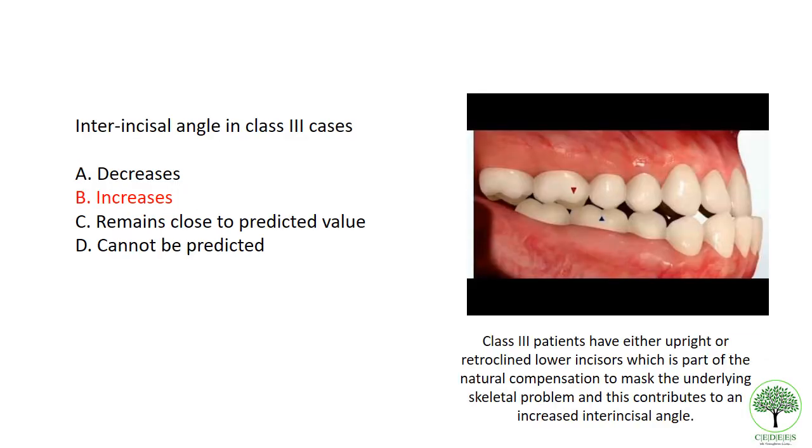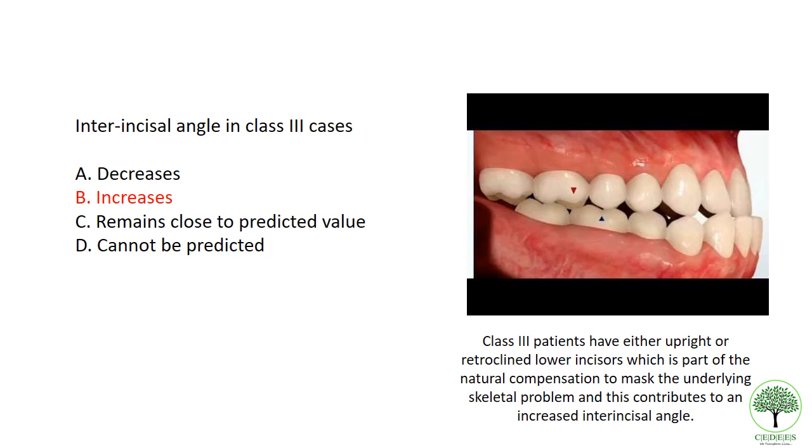Next you have a question on the interincisal angle, which is basically the angle between the upper and the lower incisors. The question was: the interincisal angle in class 3 cases A, decreases; B, increases; C, remains close to the predicted value; and D, cannot be predicted. The right answer is that it increases. Now let's look at why it increases in class 3 patients. Class 3 patients can have an edge-to-edge bite or an anterior crossbite, and if you observe the lower incisors, they're usually either upright or retroclined.